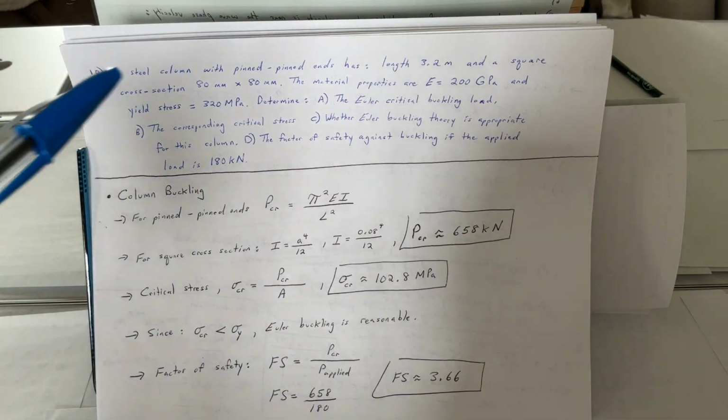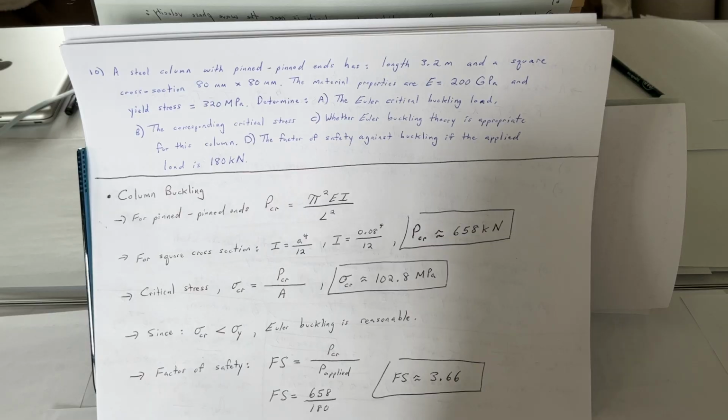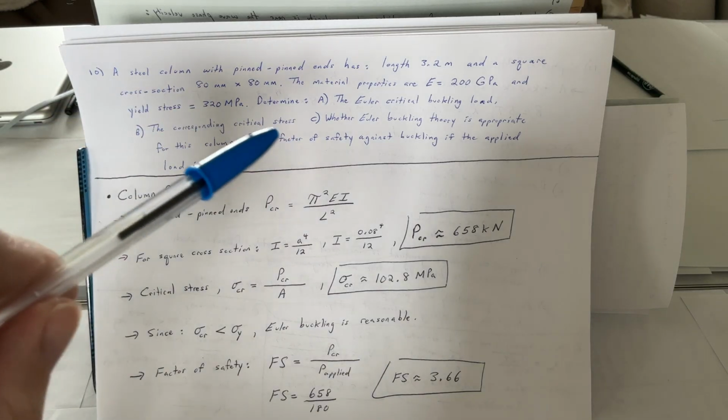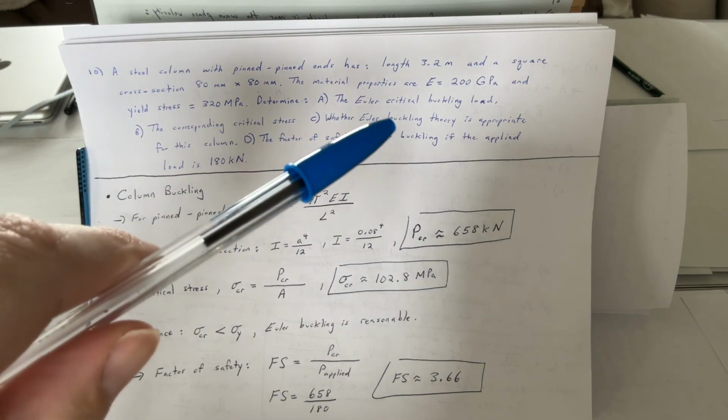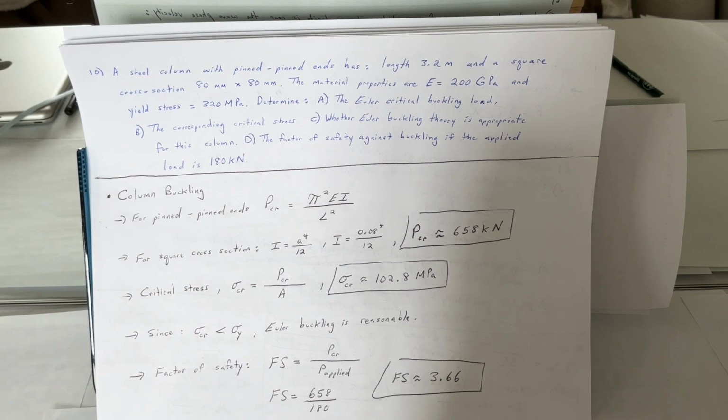Okay, 10. A steel column with pinned ends has length 3.2 meters and a square cross section 80 millimeters by 80 millimeters. The material properties are E equals 200 GPa, yield stress 320 MPa. Determine these 4 things: the Euler critical buckling load, the corresponding critical stress, whether Euler buckling theory is appropriate for this column, and for D, the factor of safety against buckling if the applied load is 180 kN.